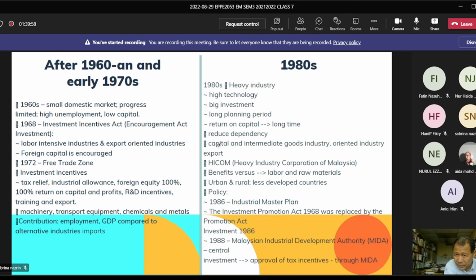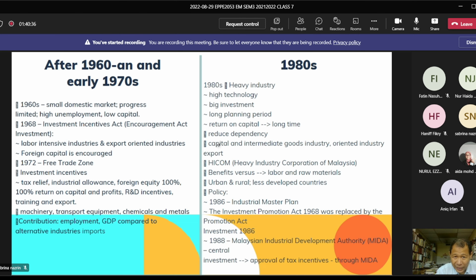Chemical and metal, yeah, that's heavy industry. Heavy industry, capital, reduced capital, heavy, ICOM, the industrial master plan. Oh yeah, on the right, you see. Now finally, the one I was talking about. Yeah, okay. According to your title, 60s early on the left. Okay, that's fine. But you left out the story from the beginning, 1958, Pioneer Industries Ordinance.